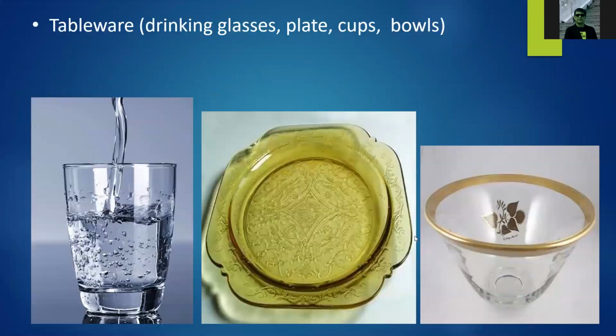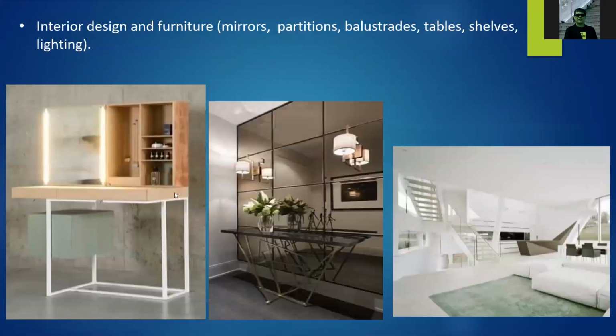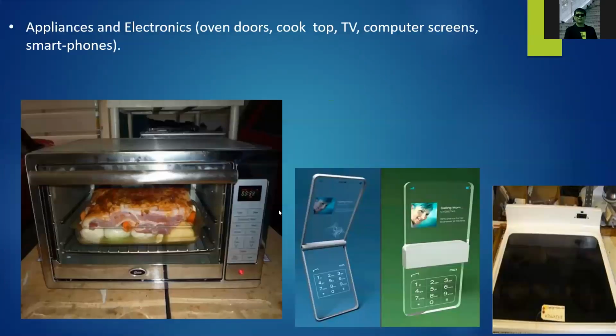So these are samples of glass uses, like these packaging materials for the sodas, and this is for the tablewares, the glass, plates, bowls, and then these are the housings for the facades of the building. And this can also be used for interiors. And this can also be used for electronic appliances like the oven doors, the cooktops, like now the induction stove. It's a cooktop made of glass. TVs, computer screens, smartphones.